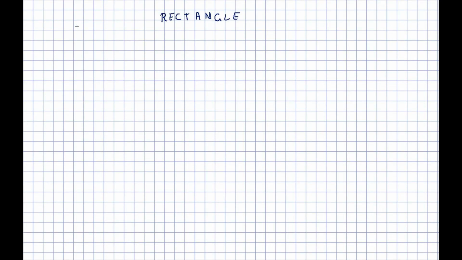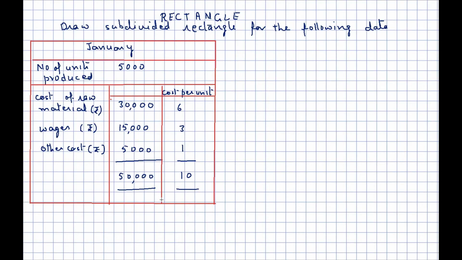Now there is one more question on rectangle. Draw a subdivided rectangle for the following data. Now this is the question. In the month of January, the number of units produced is 5,000. Cost per unit on raw material is given as ₹6. On wages it is ₹3, and on other things it is ₹1.